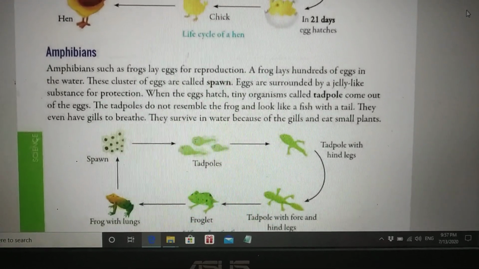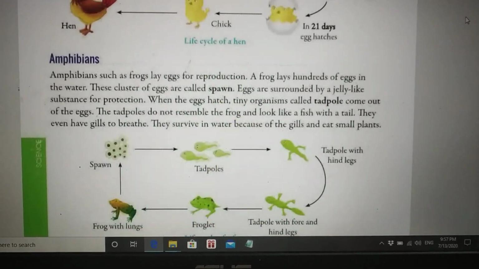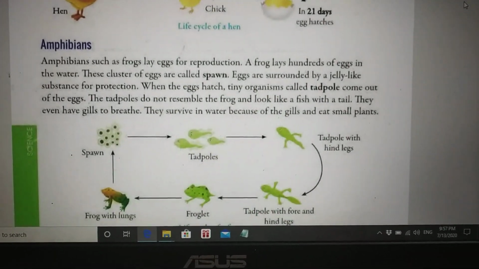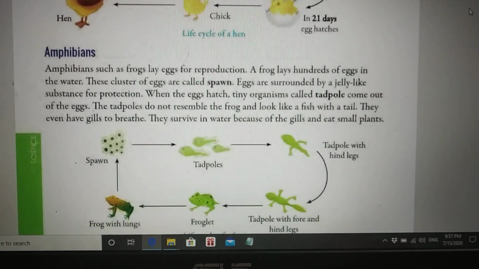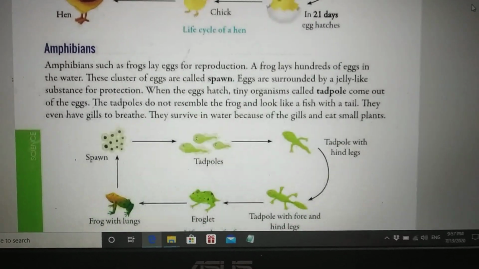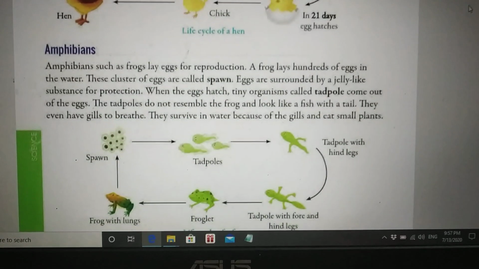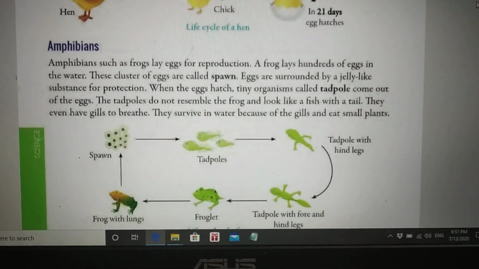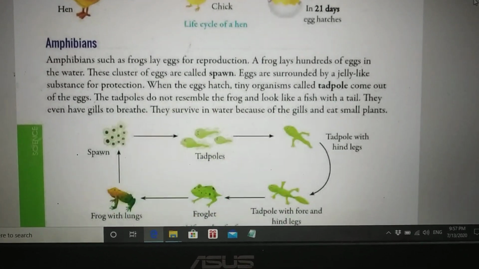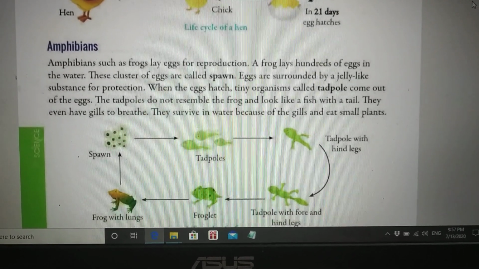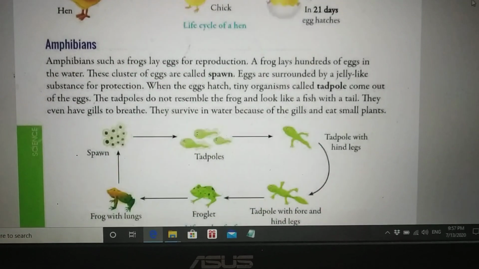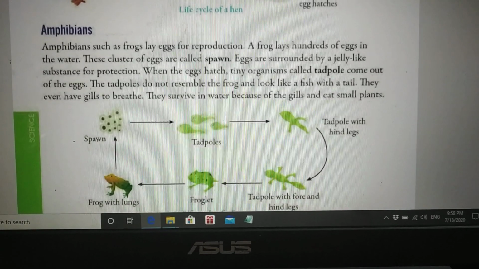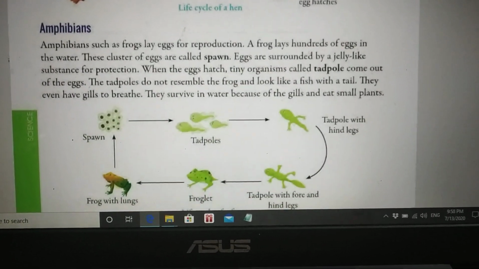And when the eggs hatch, tiny organisms called tadpoles come out. You can see in the picture the tadpoles coming out of the eggs. These tadpoles do not resemble the frog. That means they do not look like the frog at the beginning when they come out from the eggs, and look like small fishes with a tail. They have gills at the beginning when they are tadpoles to breathe, as fish have, and they survive in water because of gills and eat small plants.